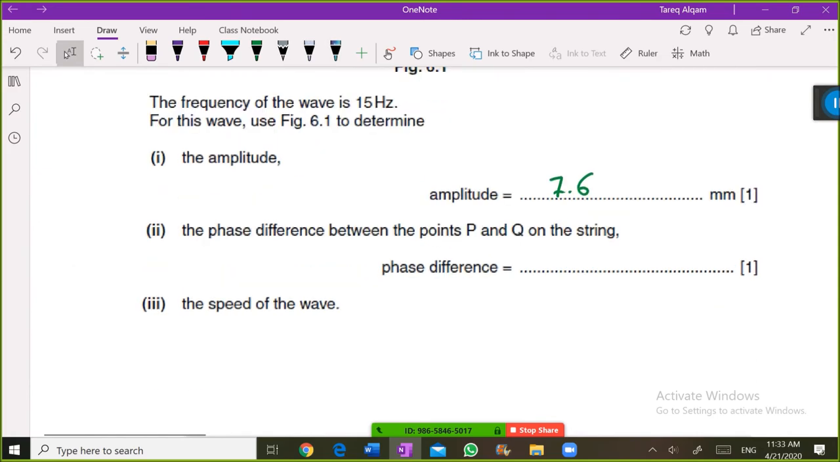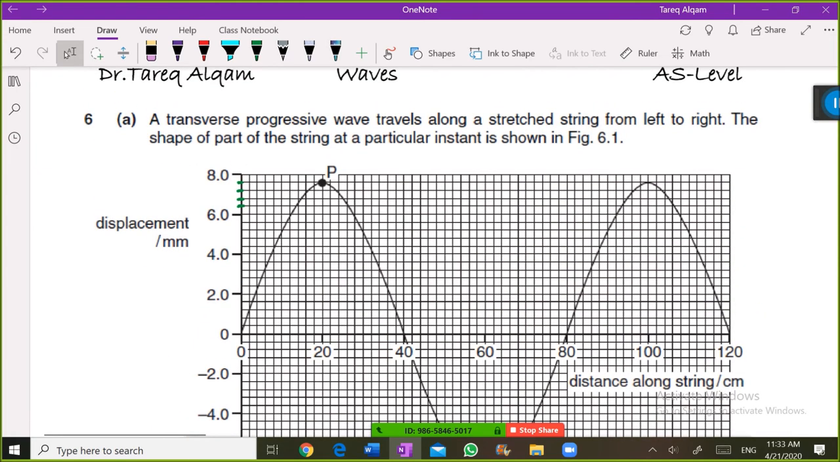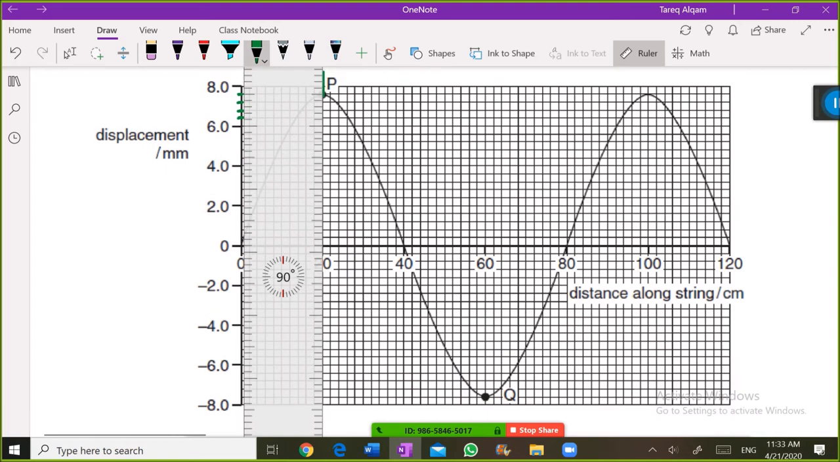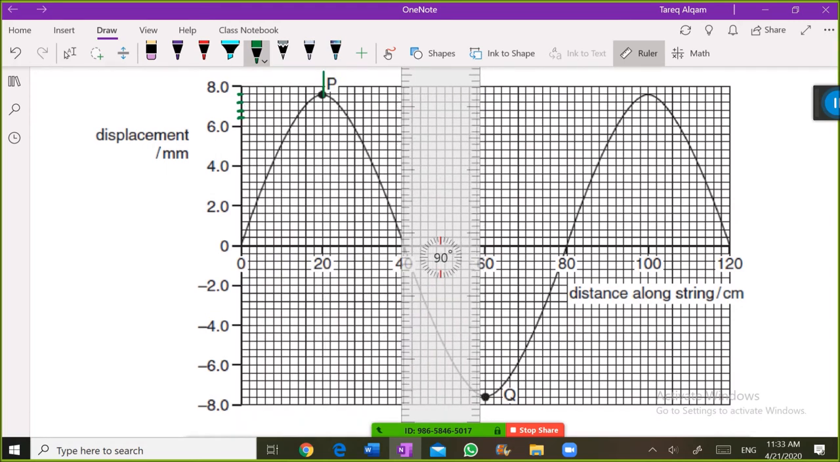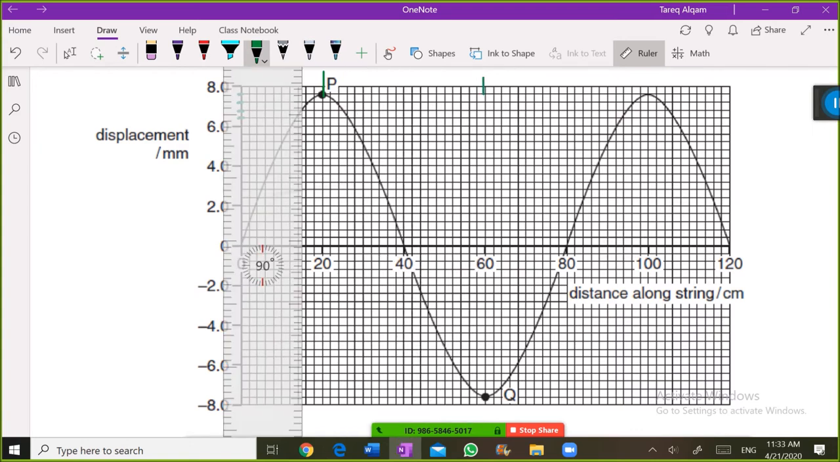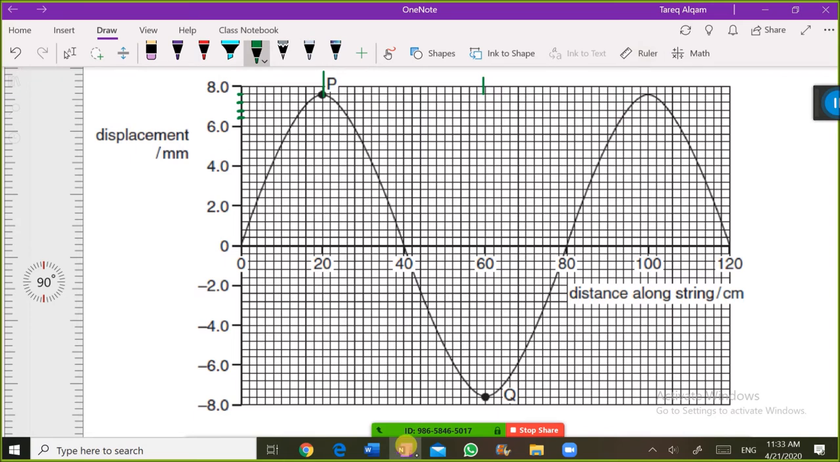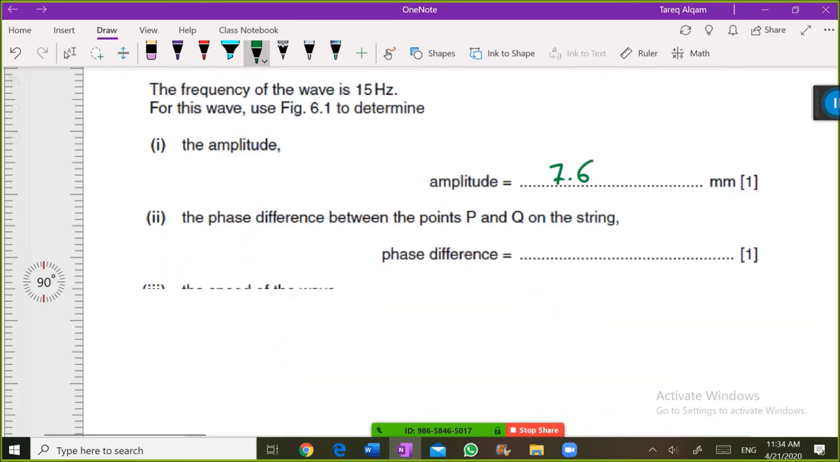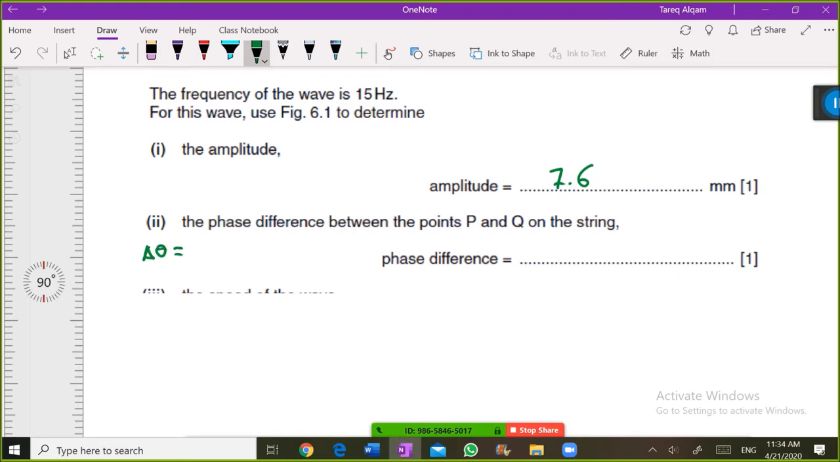We are asked the phase difference between points P and Q. Guys, pay attention, progressive waves. How do we find the phase difference? We take point P and point Q, here, this is the shift. If you remember, we called it X. So here the phase difference is X over lambda times 360. X, how much did we say? 20, lambda 80, I think. Yes.